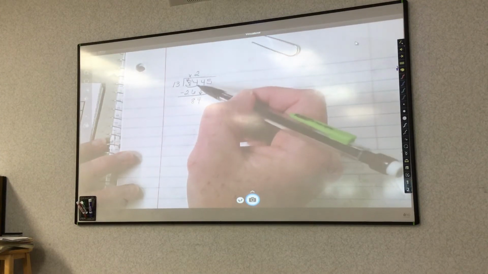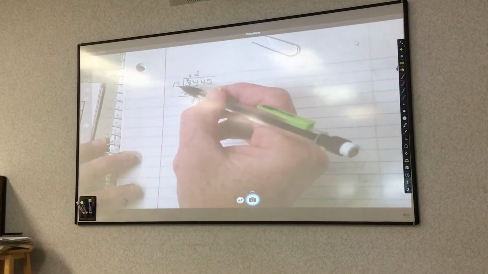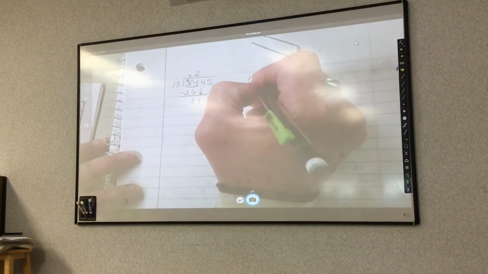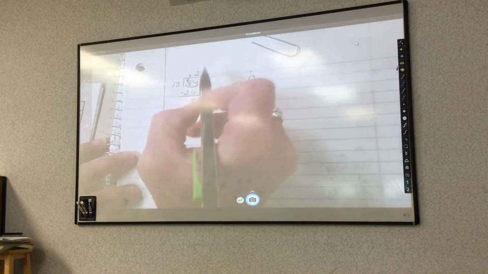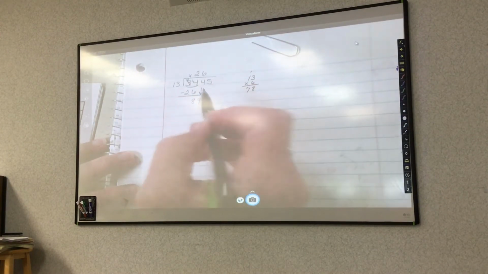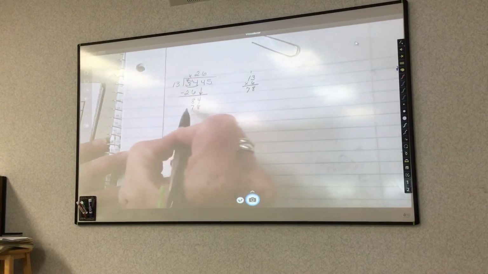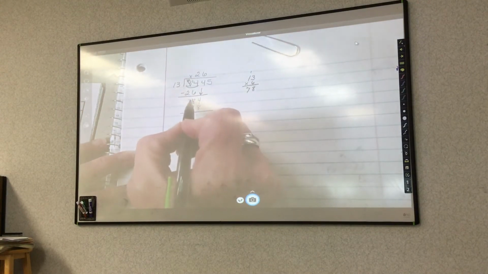So that would have been 4 times. So 5 would end in a 5. So I'll just try 6. 13 times 6, that's 78. So that's going to work. So I make sure I put my 6 above my 4. And I subtract 78. Show me that you're borrowing.